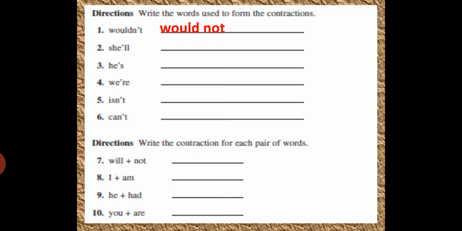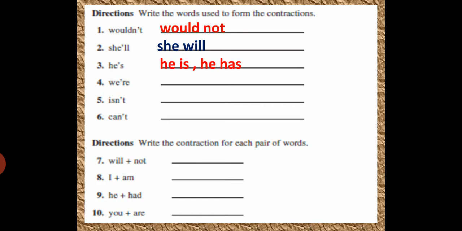Number 2, she'll. So what is the full form of 'll? It's gonna be will. Like she'll, it will be she will. Number 3, he's. It will be he is or he has.